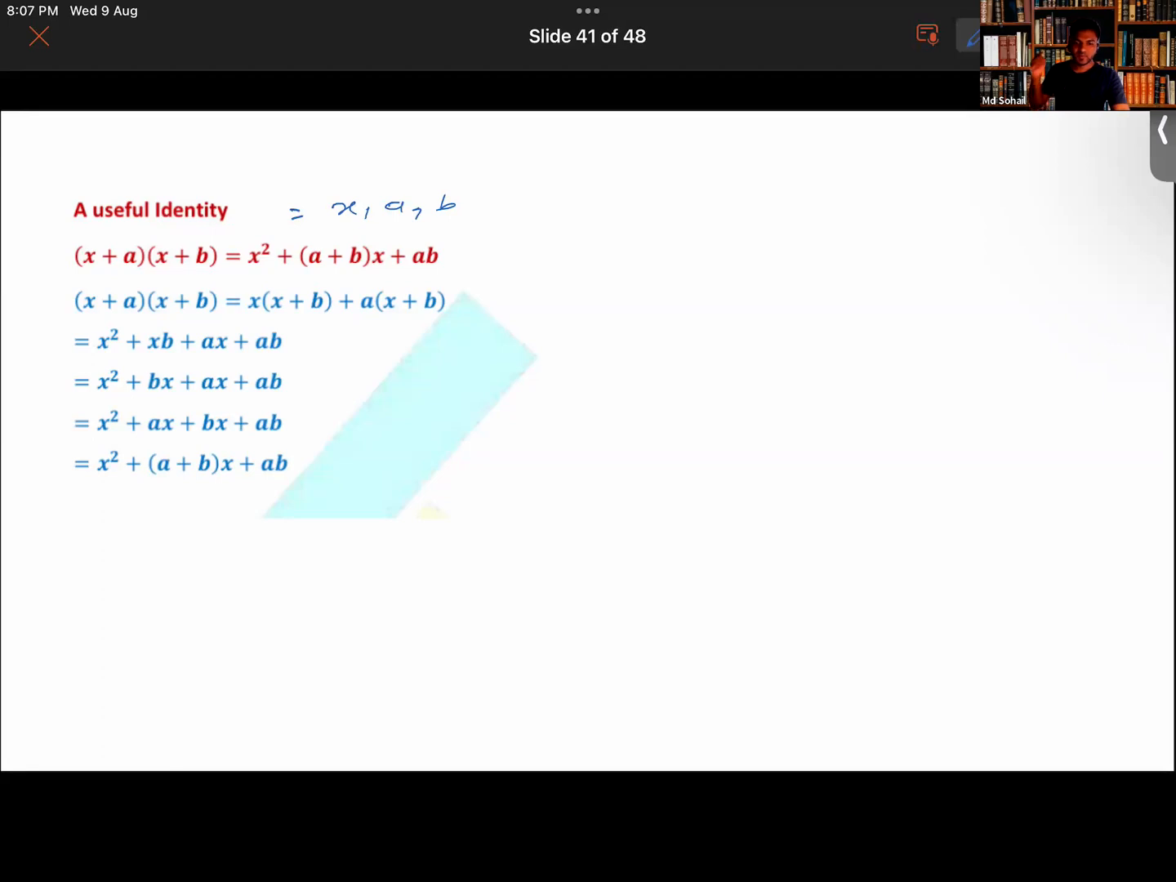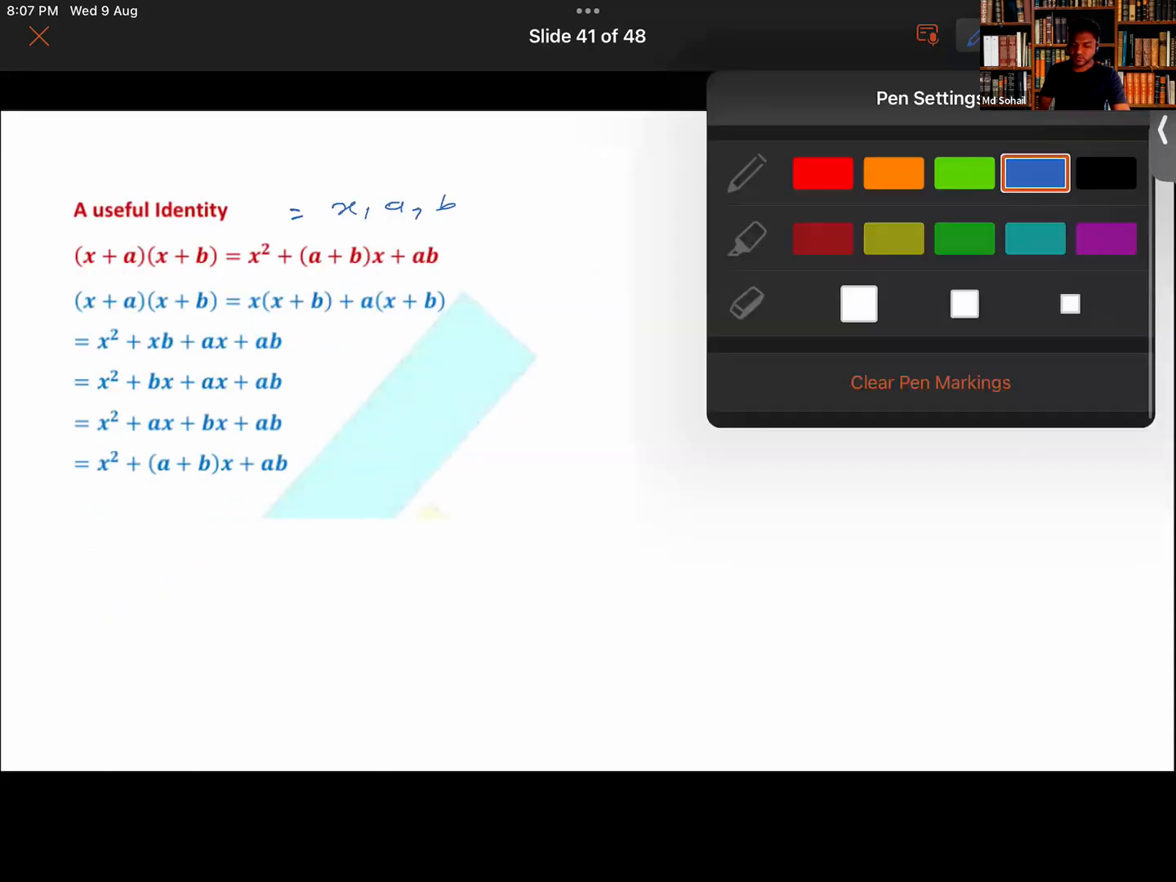Arhan, we have started discussion about the next identity. We were discussing this one. So in this identity.